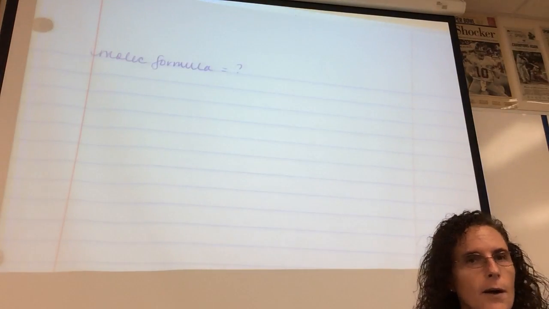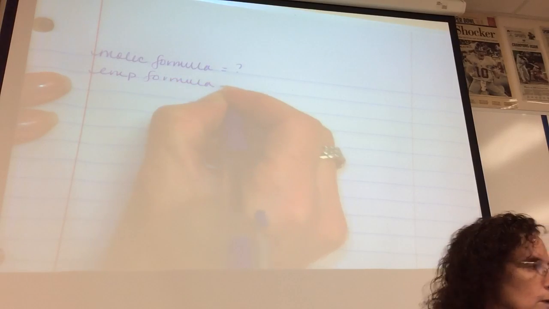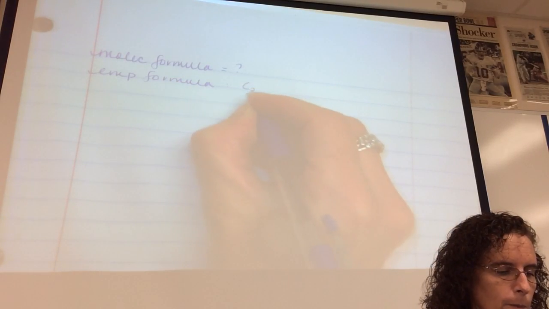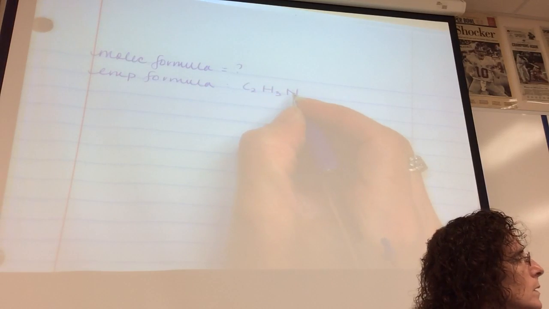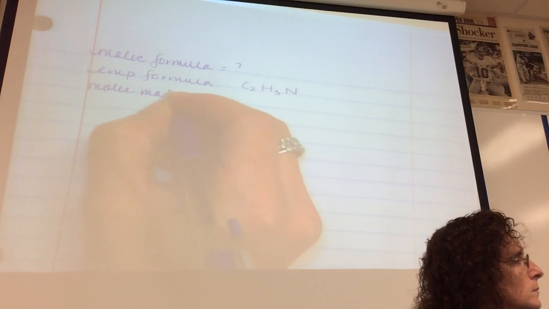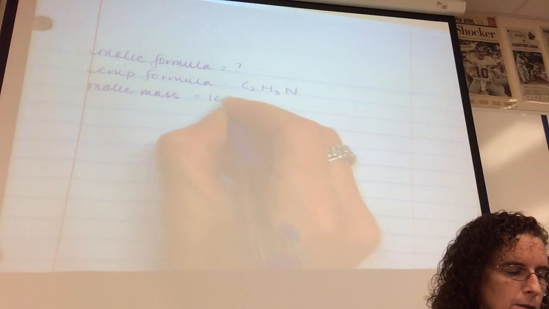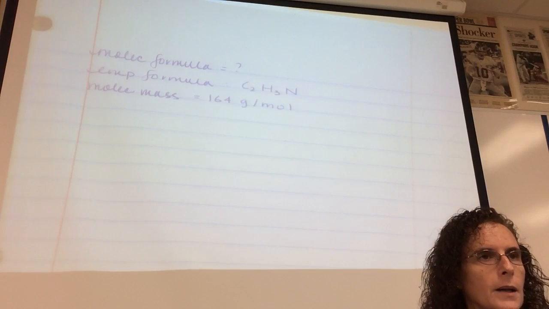This one says, determine the molecular formula. For those of you who can do it, you go rock and roll it out and just check off mine. The empirical formula is given as C2H3N, and the molecular mass is 164 grams per mole. So that's what's given. That's what you want to know.